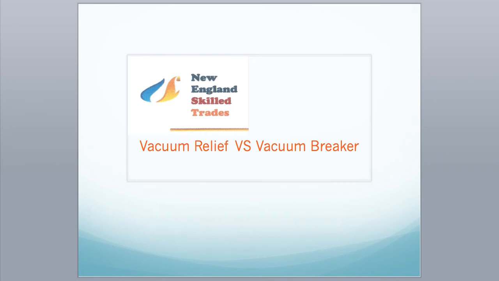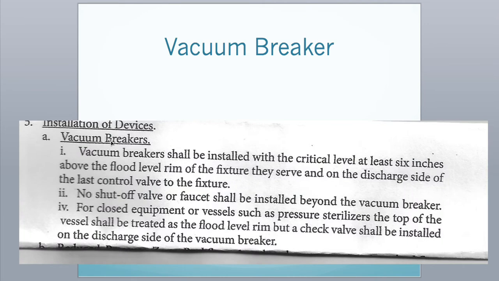functions. So we're going to read the definition of both vacuum breaker and vacuum relief from Mass CMR 248 and the International Plumbing Code. So a vacuum breaker shall be installed with a critical level at least 6 inches above the flood level rim of a fixture they serve and on the discharge side of the last control valve to a fixture.